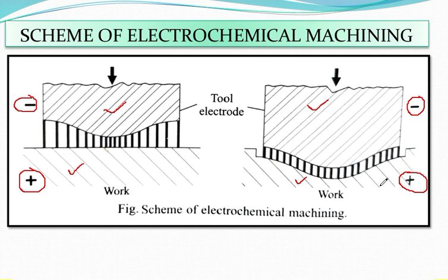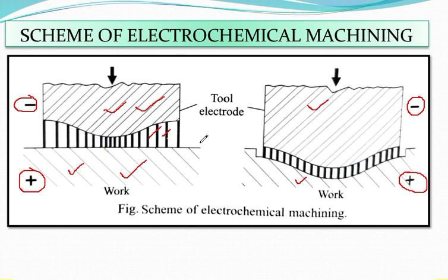If I go through this particular picture, the very basic principle has been explained here. This figure shows a workpiece. A suitably shaped tool has been used, and the gap between the tool and the workpiece is filled with a suitable electrolyte. So this is your tool electrode, this is your workpiece, this is the gap, and this gap is totally filled with suitable electrolyte.